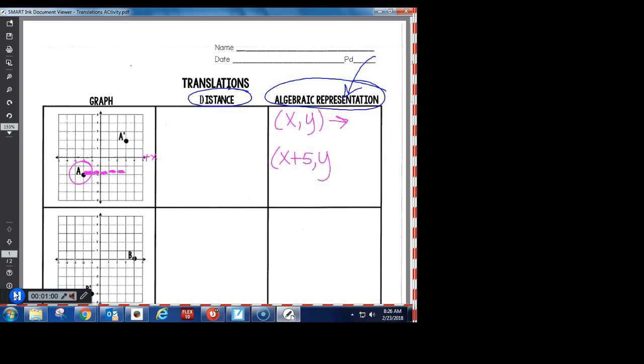Now, let's see what's going on with y. Y went up 1, 2, 3, 4. And that was in the positive y direction. So we're going to write plus 4.